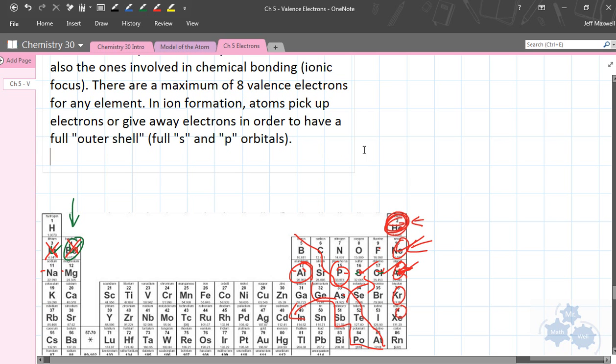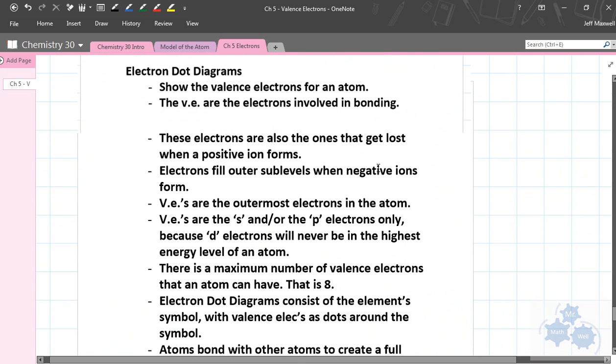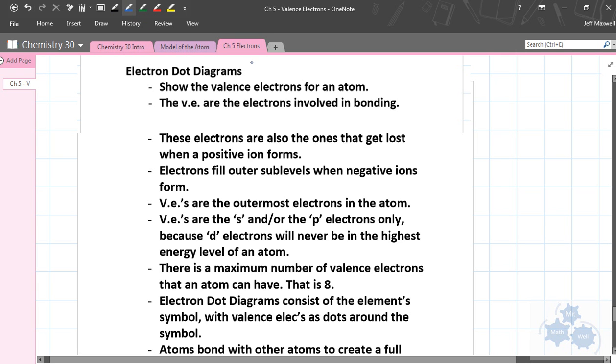Okay? Now, electron dot structures. Let's talk about electron dot structures. In your textbook, they may be called electron dot diagrams. You may hear them. You may hear me call them electron dot structures. That's just another way of talking about them.